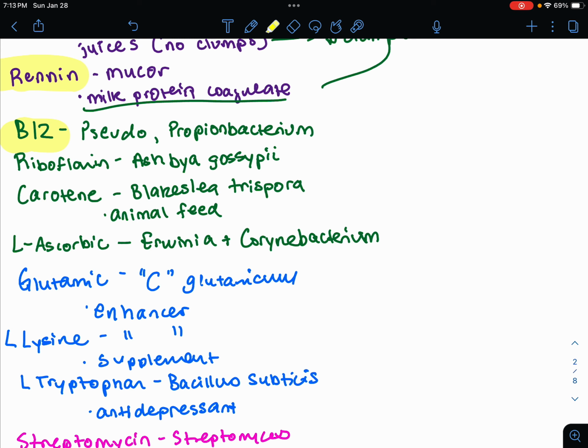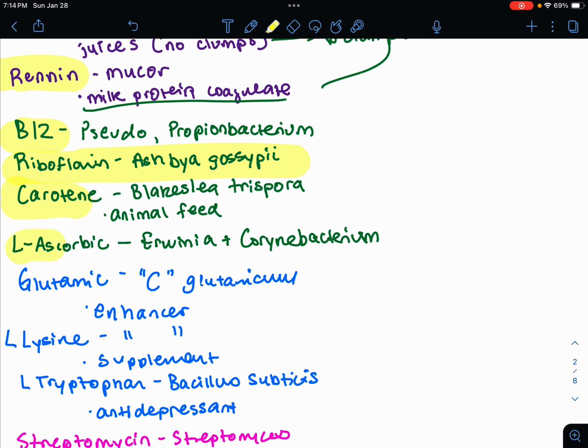Riboflavin is going to be made by Ashbya gossypii. We're going to gossip about the riboflavin. Ashbya gossypii is the organism that makes it. Carotene is going to be made by Blakeslea trispora. It's also going to be not just a supplement but also used in animal feed.